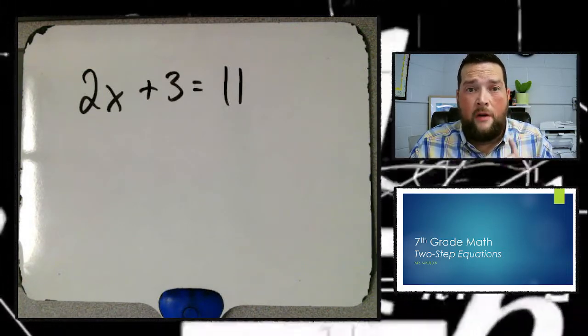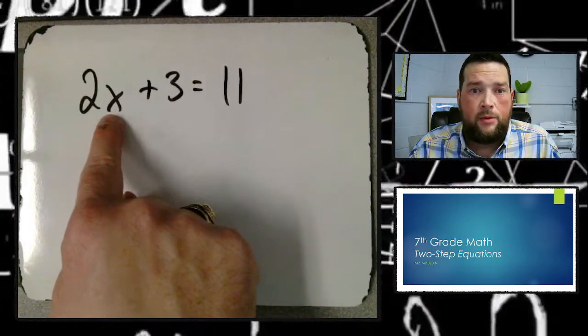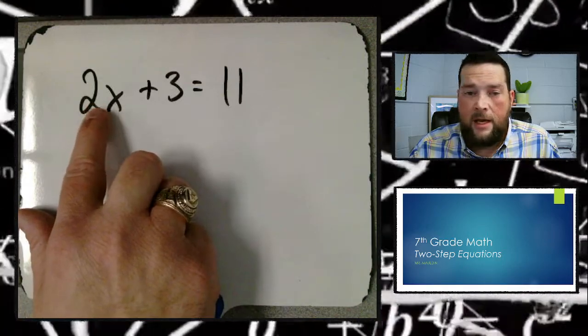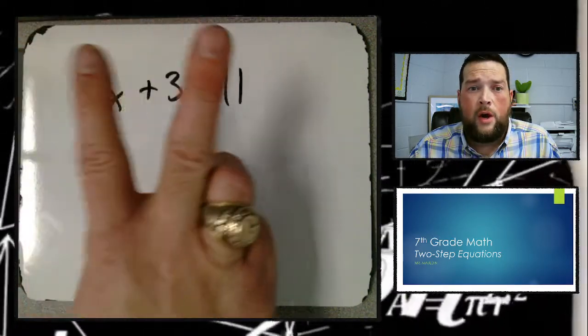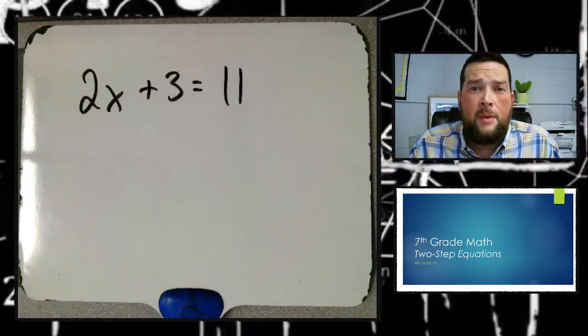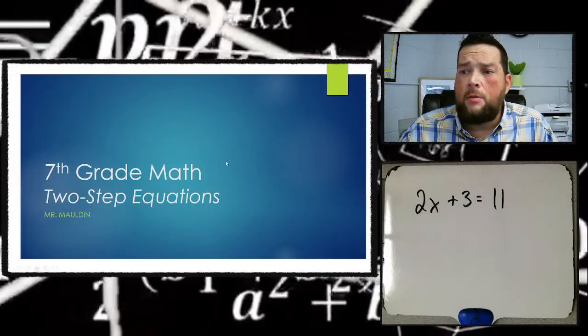The reason why we call this a two-step equation is when you look on the side of the variable, there are two operations present. There's a multiplication operation and there's an addition operation, which means we're going to have to undo two steps in order to be able to get the variable by itself. And that's ultimately the objective, to get the variable by itself.